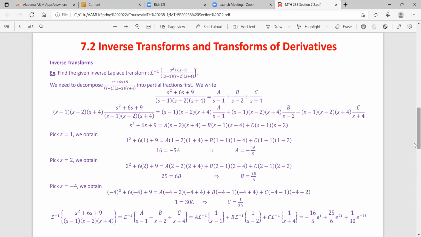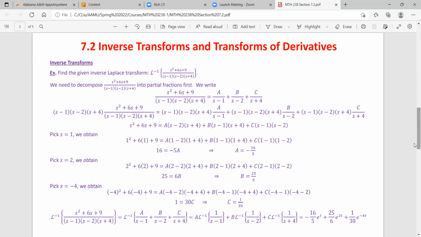So if you check the formulas in this section, you don't find anything directly to apply to solve this problem. But we can always decompose a fraction into partial fractions by using the factorization of the denominator. And we know there are 3 factors in the denominator: s minus 1, s minus 2, and s plus 4.